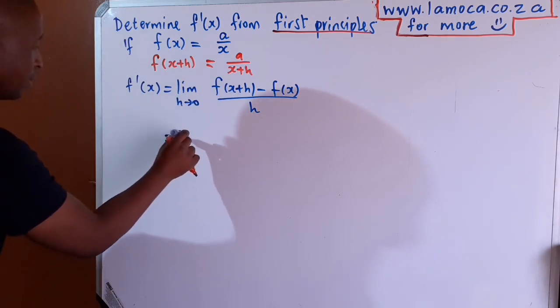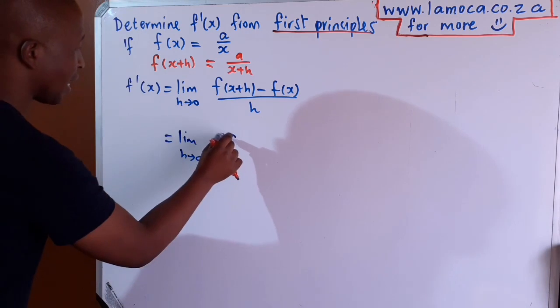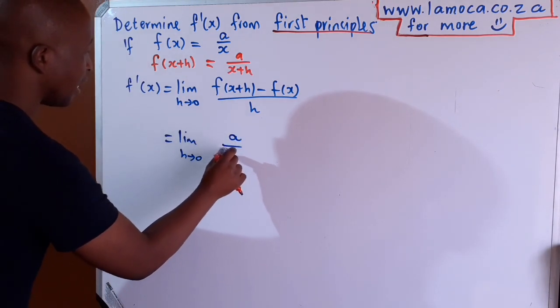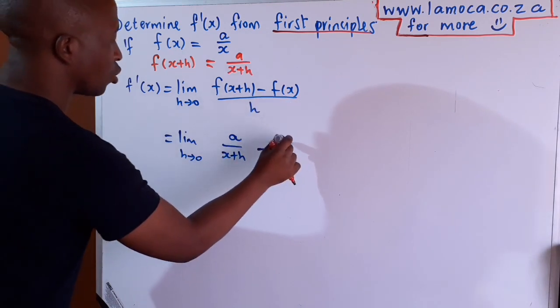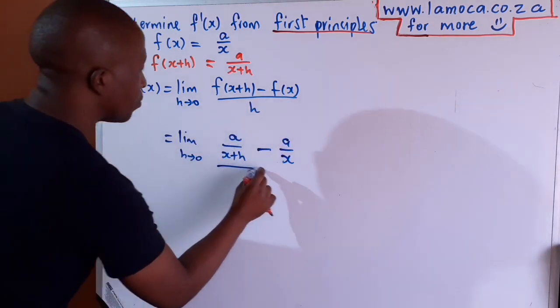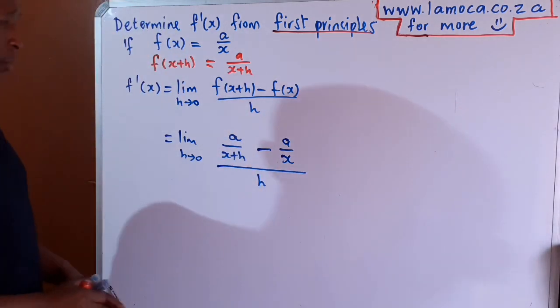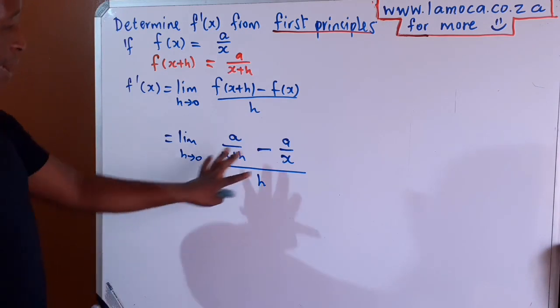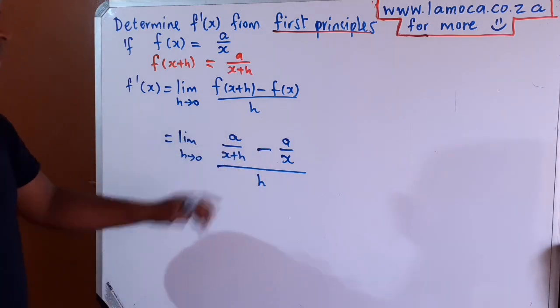That will be the limit as h approaches 0 of this, which is basically a divided by x plus h. There's a minus, there's my minus, there's f of x, which is also a divided by x, and all this needs to be divided by that h on the denominator there. Okay, now the only problem that people have on this question is the fact that they struggle with adding or subtracting, in this case, two fractions.